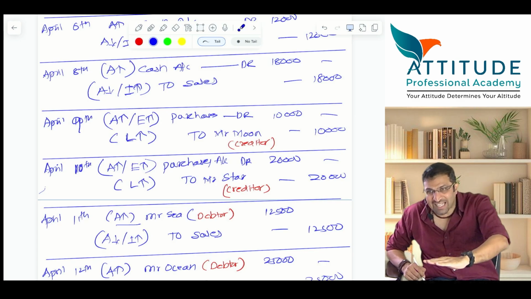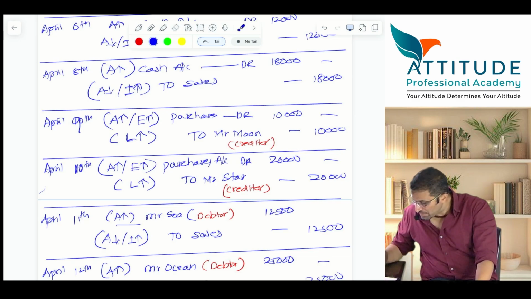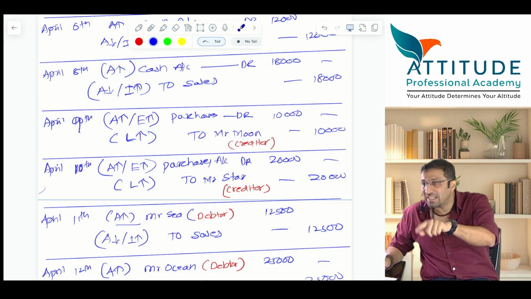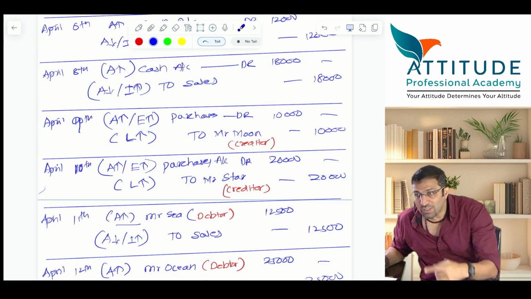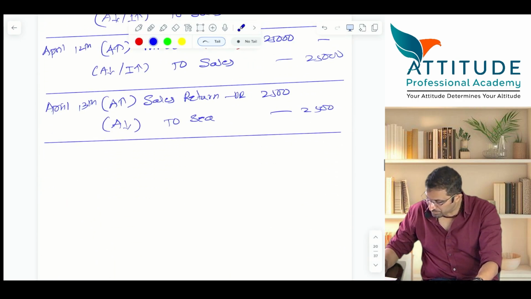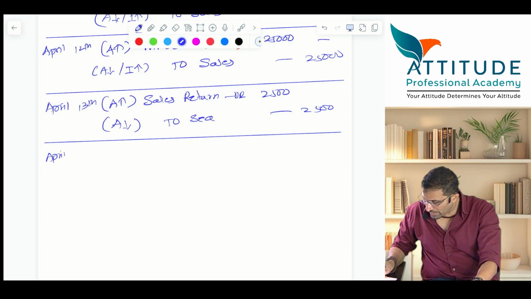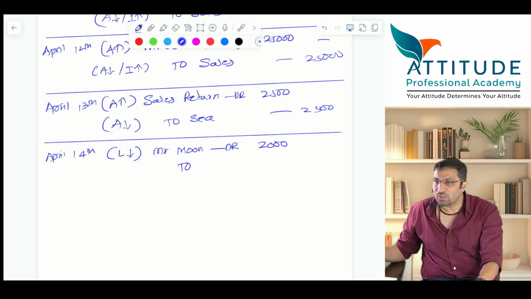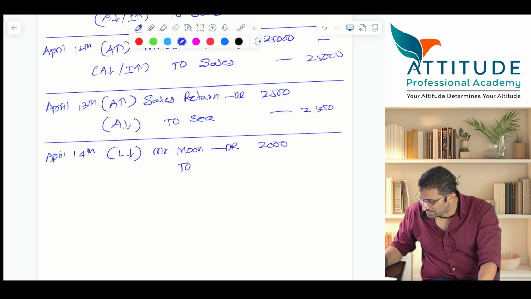So to that extent your liability comes down. Yes or no? Mr. Moon is a liability, liability comes down. If liability comes down, liability has to be debited. Yes or no? As per the rules. So please tell me the April 15th entry. Liability comes down. Mr. Moon account debit 2,000. What did you give? Goods. And these goods are in the form of purchase return. So it will be purchase return. So here asset reduces.